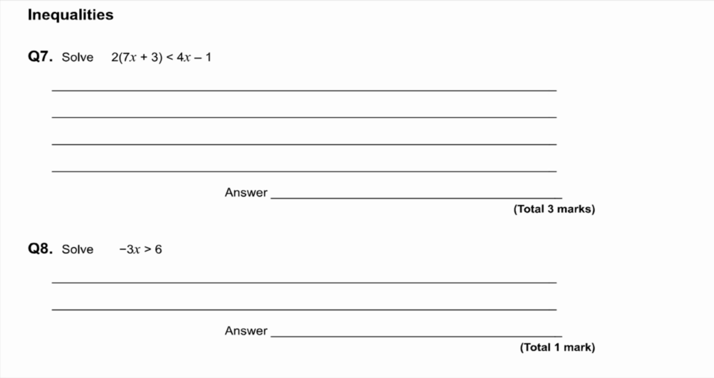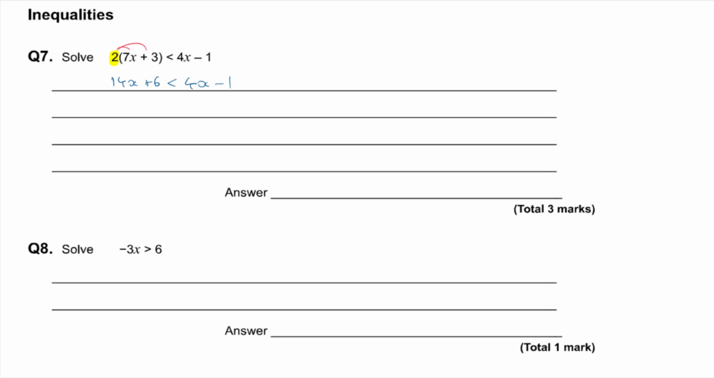First up, I've got a bracket on the left with a number on the outside. Normally I double check if I can't just divide that number outside the bracket over on the other side, but I can't. I can divide 4x by 2, but not 4x minus 1, it doesn't work. So in this case it's easier just to multiply out these brackets. 2 lots of 7x is 14x, and 2 lots of 3 is 6, so that gives me 14x plus 6, and that is less than 4x minus 1.